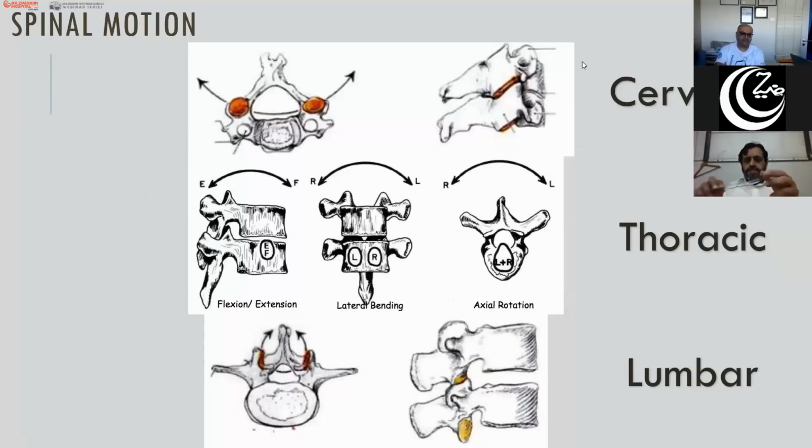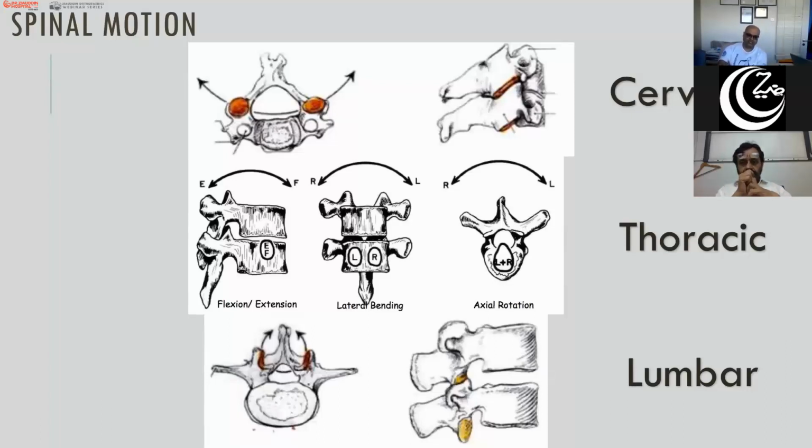Now the degrees of freedom are flexion extension, lateral bending, and axial rotation. Now you can see all the spinal columns have different characteristics. Cervical spine has more axial rotation possible and flexion extension. Lateral bending is also equally possible, but axial rotation is more possible in the upper cervical spine than the subaxial spine. While in the upper thoracic spine, lateral bending is limited, so is flexion extension.